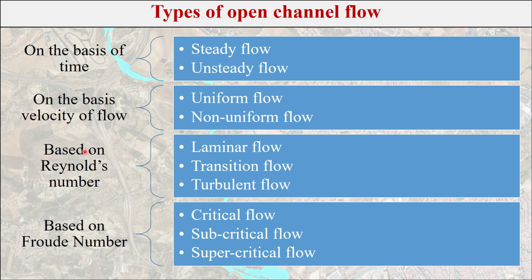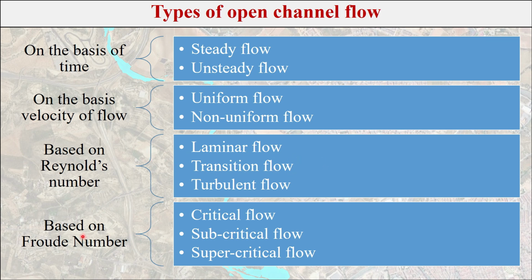Also, based on the Reynolds number, flow can be divided into laminar flow, transition flow and turbulent flow. In laminar flow, the Reynolds number is less than 500, whereas in turbulent flow, the Reynolds number is greater than 2000. In between 500 and 2000 Reynolds number, there will be transition flow.